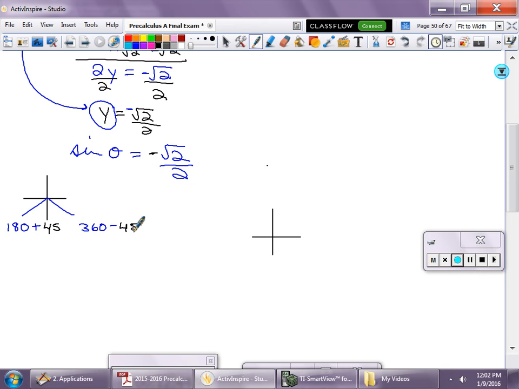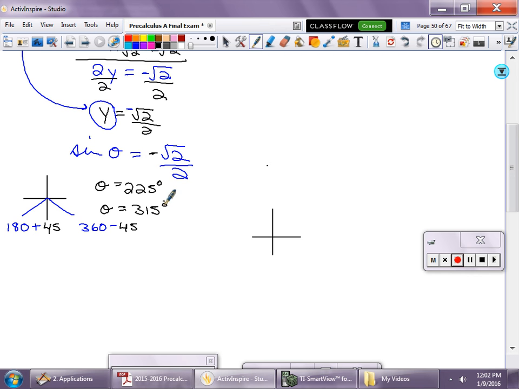Use your calculators, use your calculators. So we have our two solutions, which I think I'll write here: theta will be 225 degrees and 315 degrees.